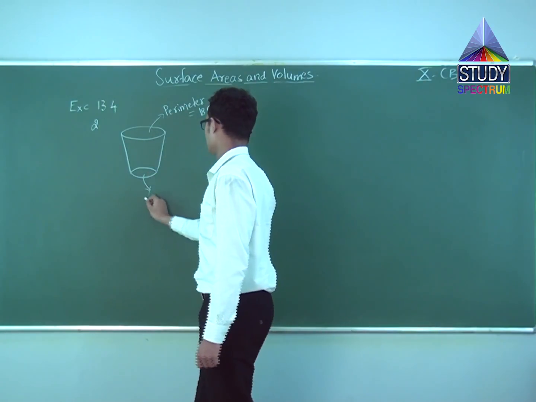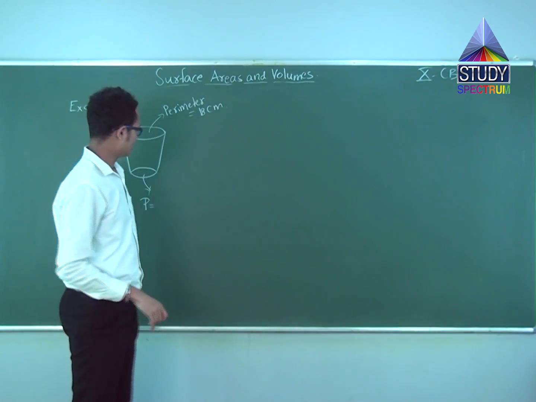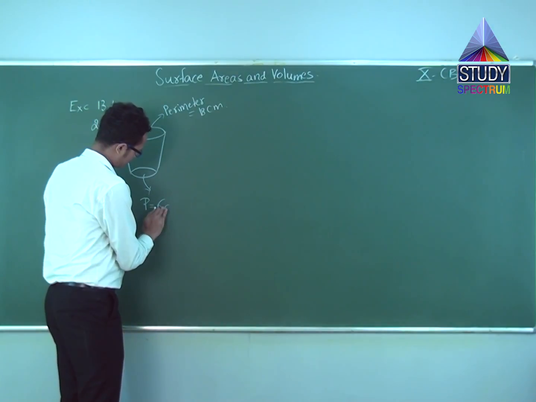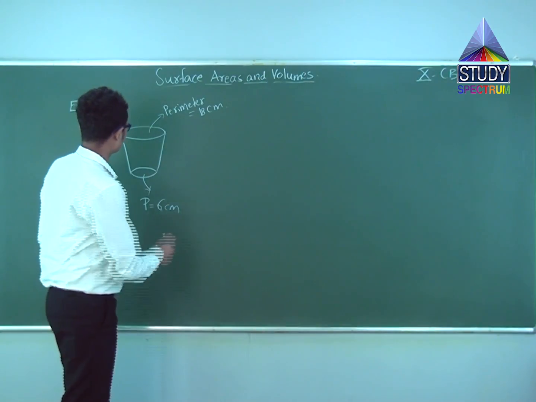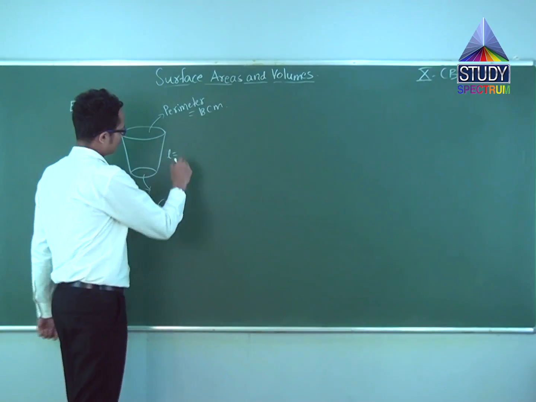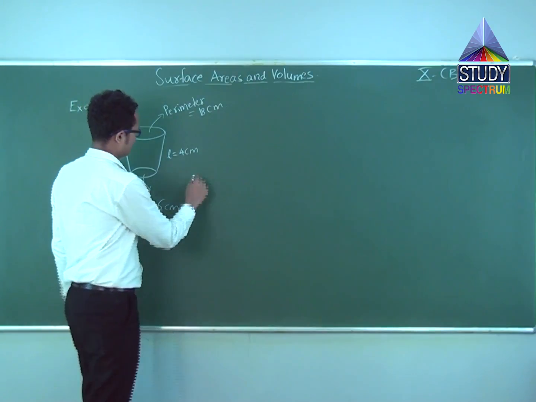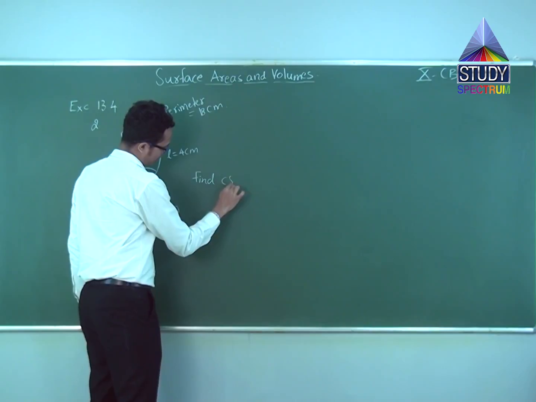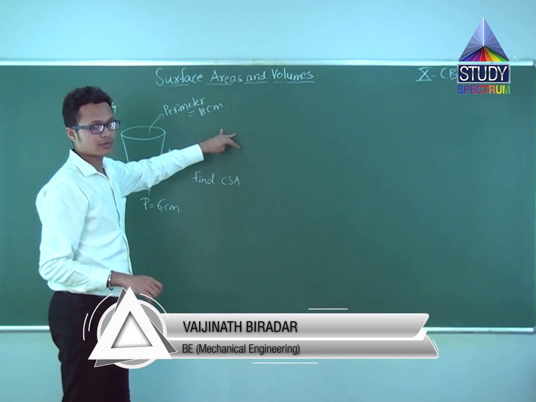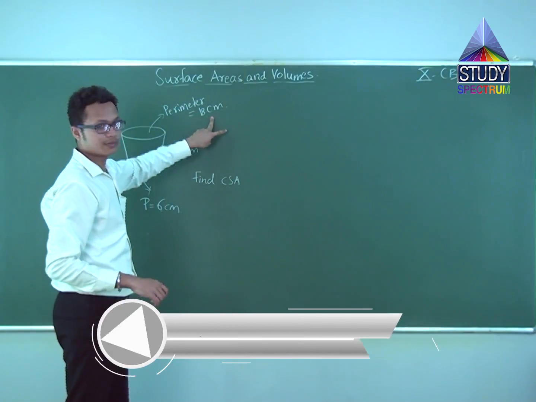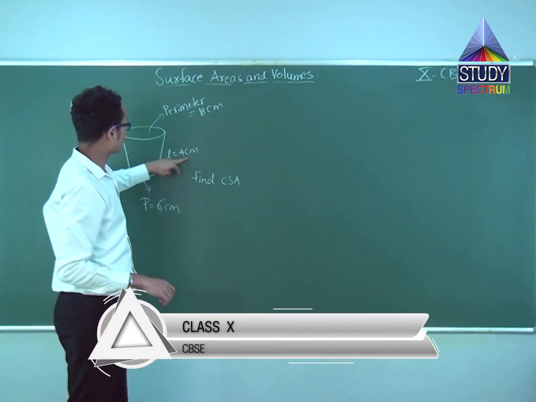The perimeter of the bottom circle, I'll just write P here. Perimeter of the bottom circle is given as 6 centimeters. And we also need slant length, right? Slant length here is given as 4 centimeters. Find the curved surface area of the frustum. Leaving out all the unnecessary details, I have written out just the mathematical data for the second question. Perimeter is given as 18 centimeters. The perimeter of the bottom circle is 6 centimeters. Slant length is 4 centimeters.